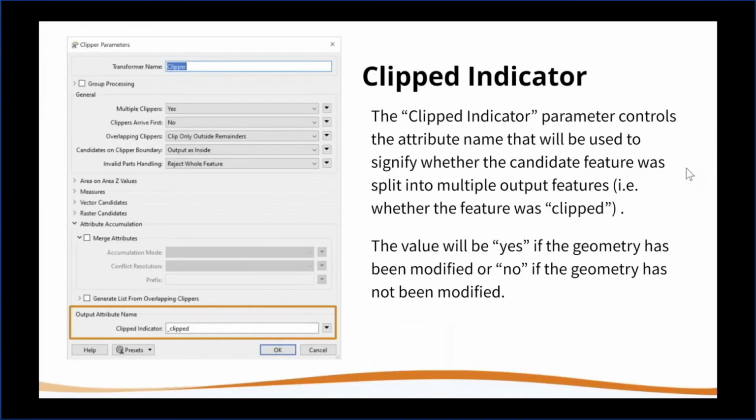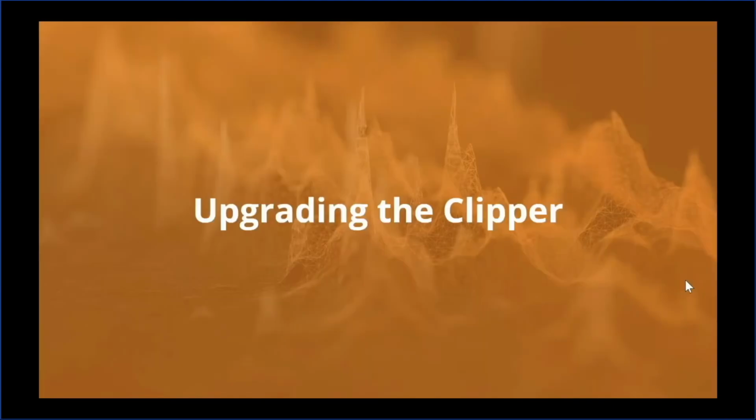And the very last parameter on a driving tour is the clipped indicator. The clipped indicator parameter controls the attribute name that will be used to signify whether the candidate feature was split into multiple output features. In other words, whether the feature was clipped or the geometry was modified. The value of the attribute will be yes if the geometry has been modified, or no if the geometry has not been modified.